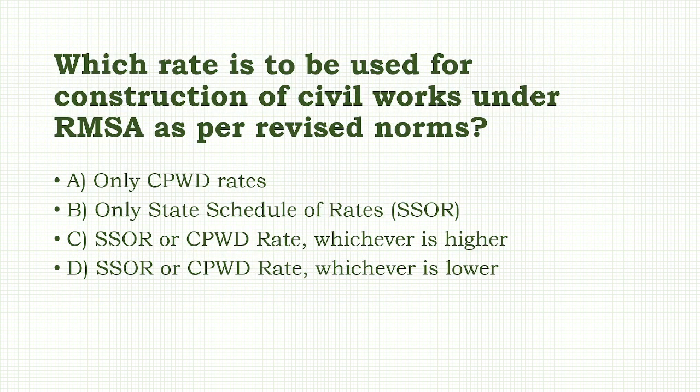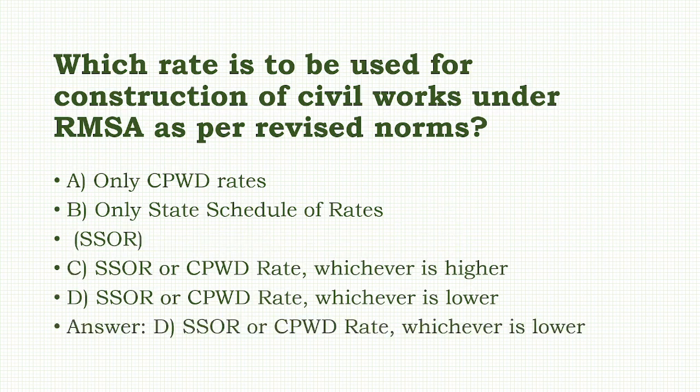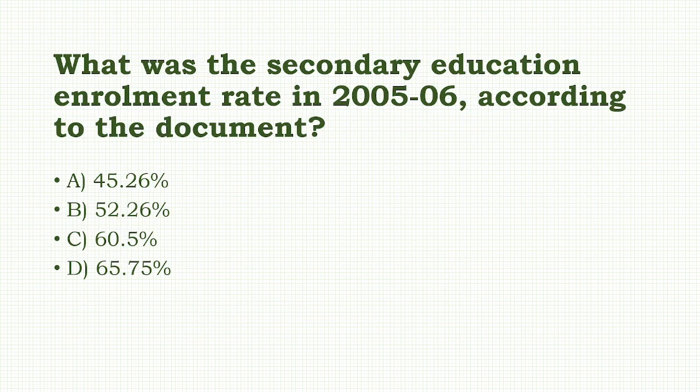Which rate is to be used for construction of civil works under RMSA as per revised norms? Option: only CPWD rates, only state schedule of rates, SSOR or CPWD rate, whichever is higher, SSOR or CPWD rate, whichever is lower. Answer of this question is option D, that is SSOR or CPWD rate, whichever is lower. What is the secondary education enrollment rate in 2005-6?